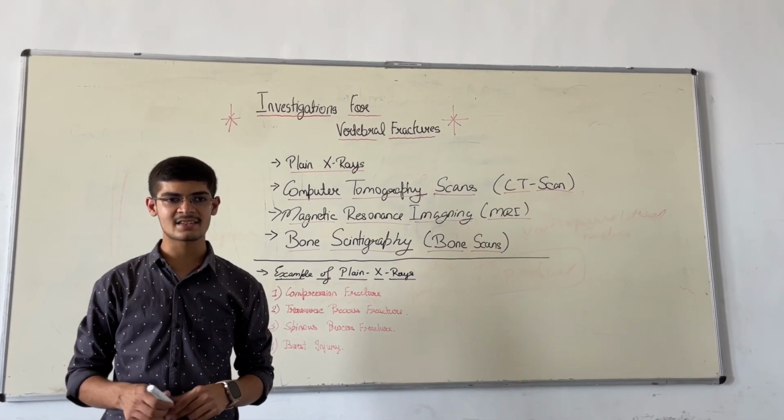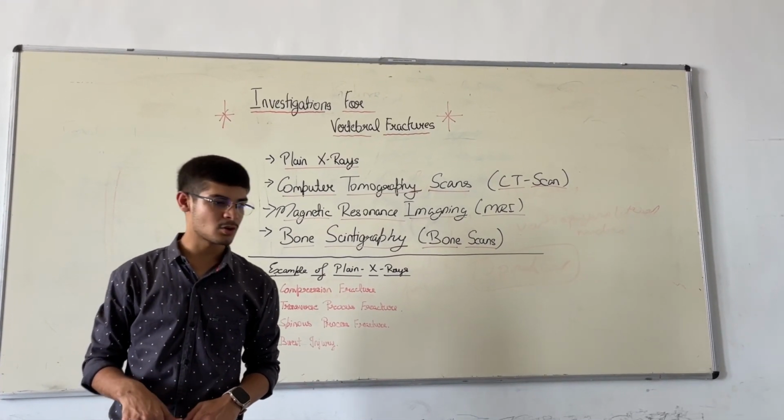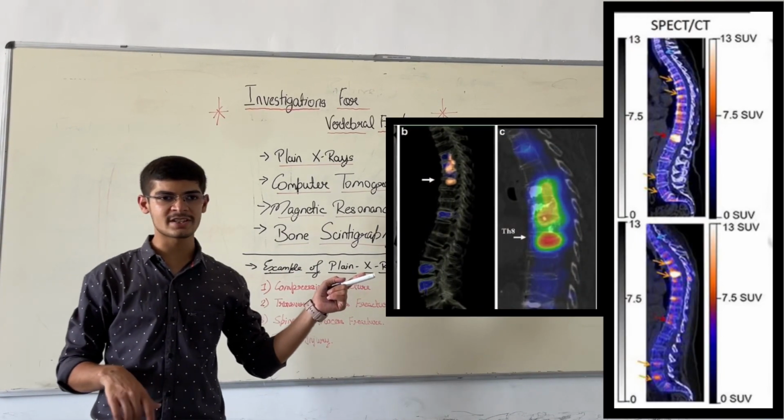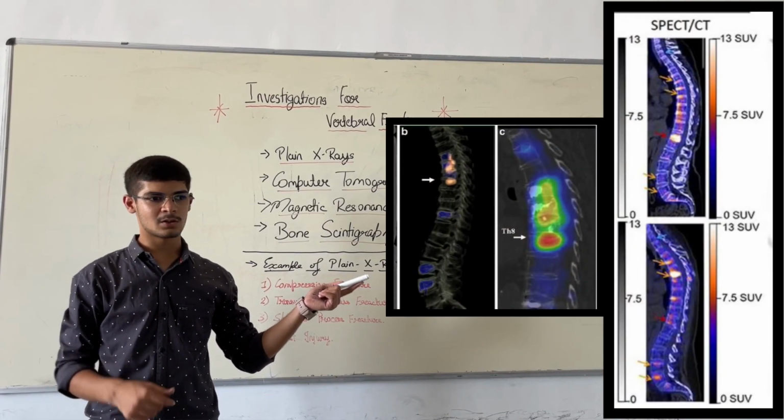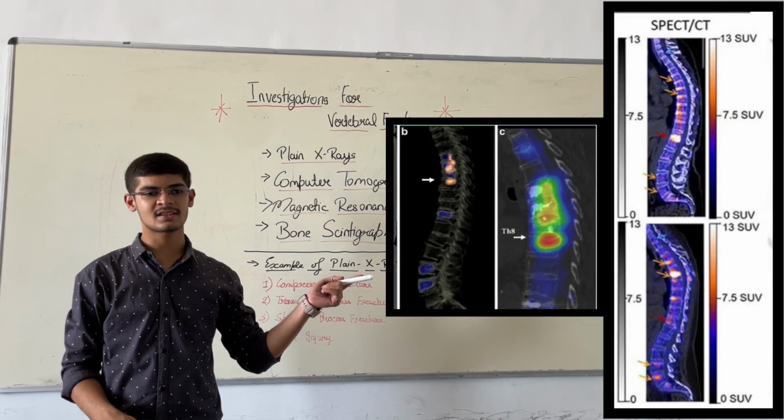So now let's see an example of the bone scintigraphy. Here is an example of bone scintigraphy showing the vertebral body fractures in the sagittal slices.